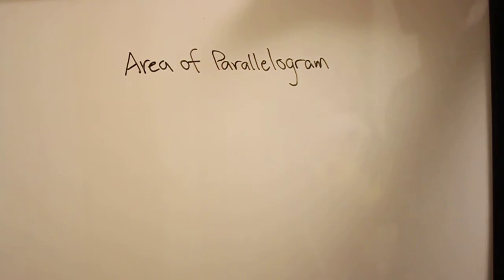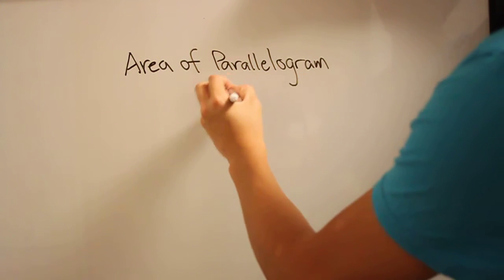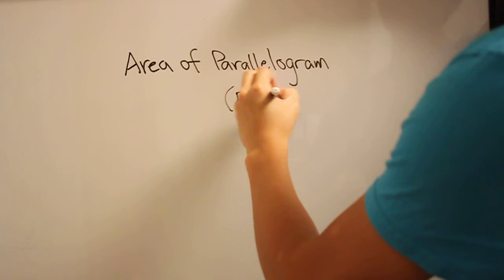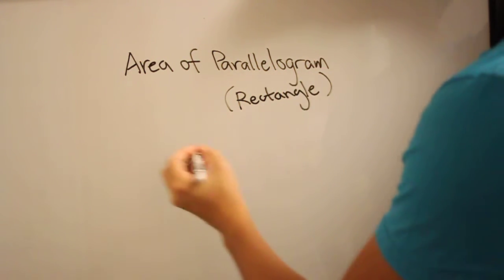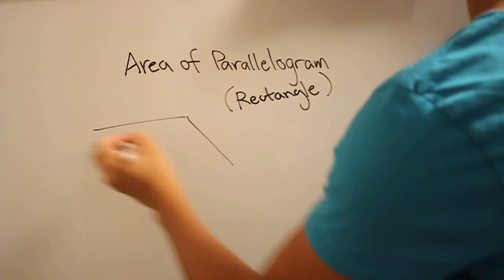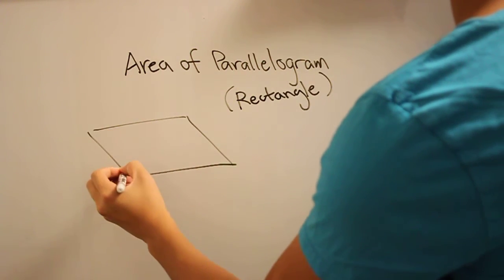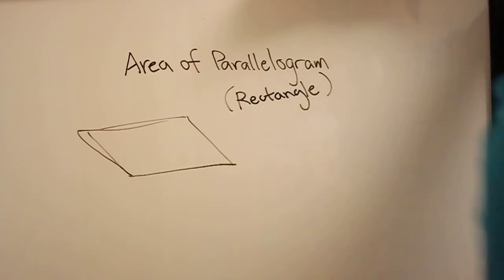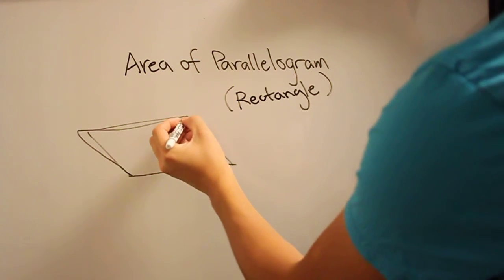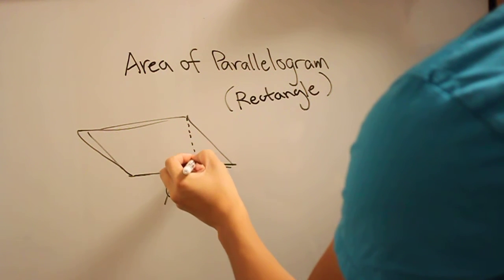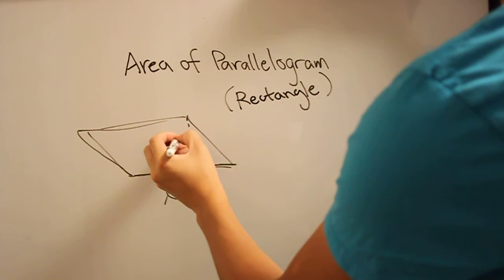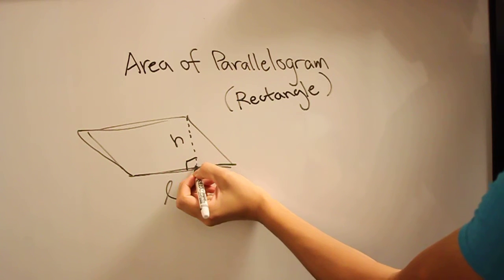The area of a parallelogram is essentially the area of a rectangle with the same length and the same height perpendicular to that length. So this is your parallelogram. Then you know that this is your length and that your height is the perpendicular line, sometimes called the altitude for a triangle.